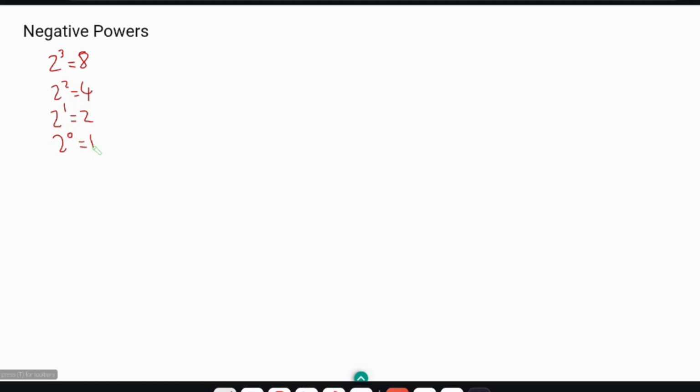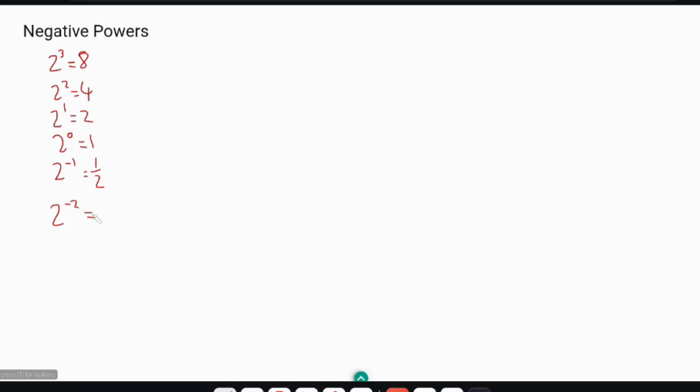Okay, now we're ready to start discussing negative powers. Let's just see what a negative power is. So I like looking at these patterns. 2 cubed is 8, 2 squared is 4, 2 to the power 1 is 2, 2 to the power 0 is 1. So what would 2 to the negative 1 be? Well, if you have a look, we're halving the values here, so it will be half.